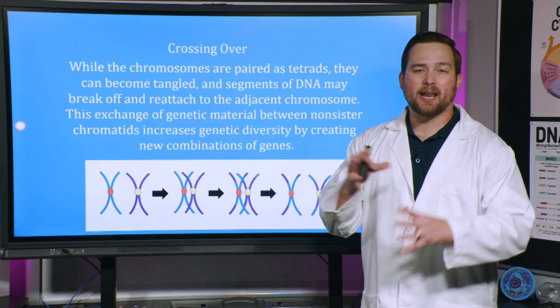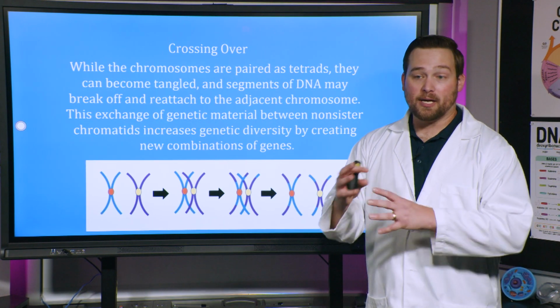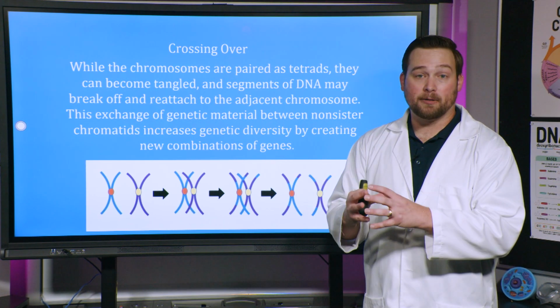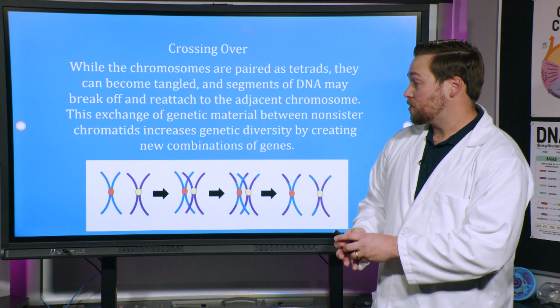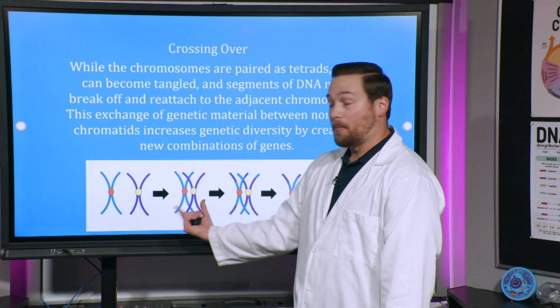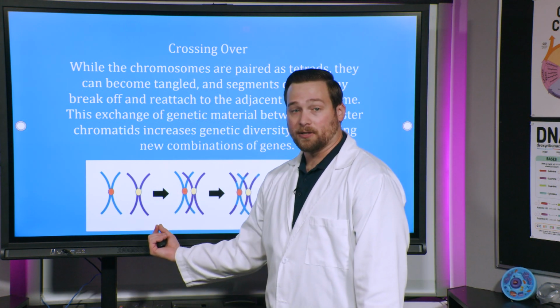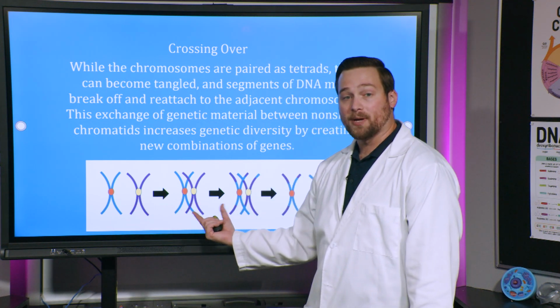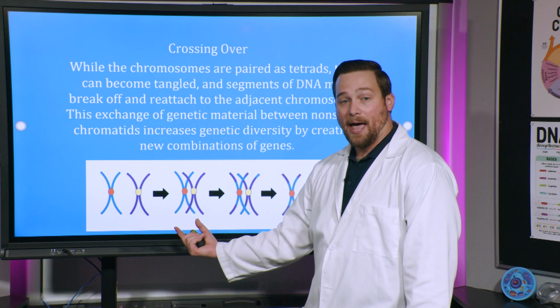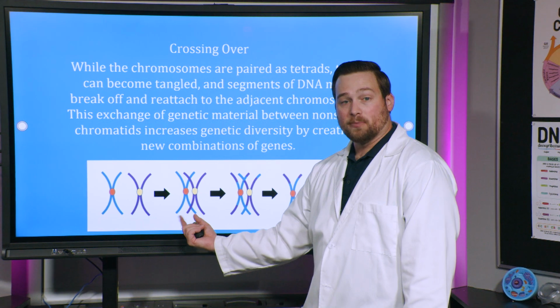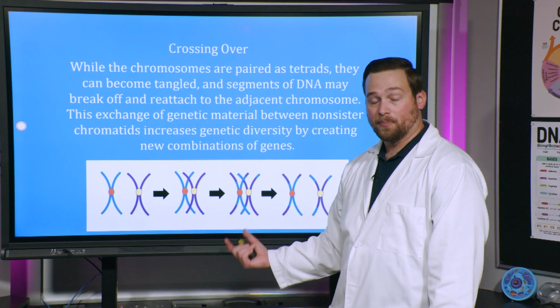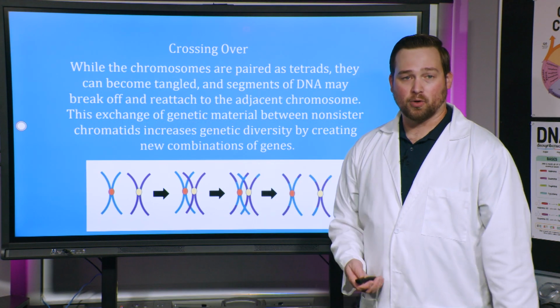Okay, so those things all happen very close together. They're all in prophase. First you make the homologous chromosomes come together. These are homologous chromosomes. The homologous chromosomes form a tetrad. This is called synapsis. When the homologous chromosomes form a tetrad, they cross over. So all of that is happening in prophase 1.